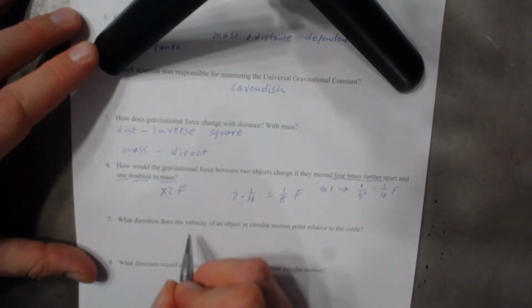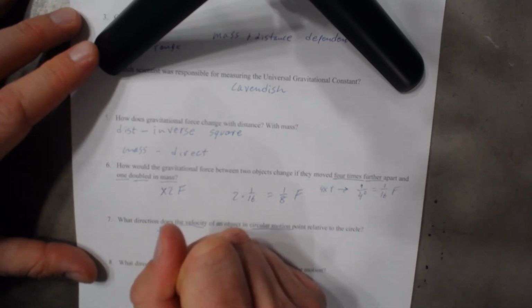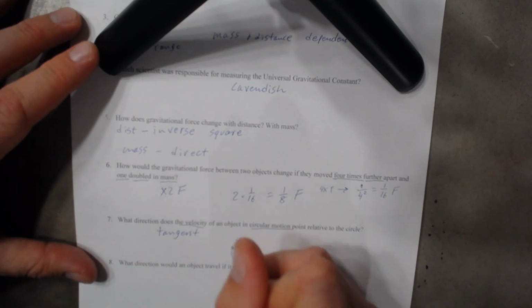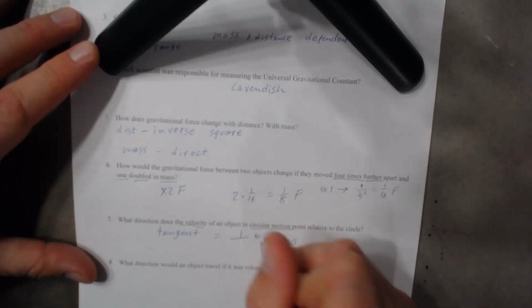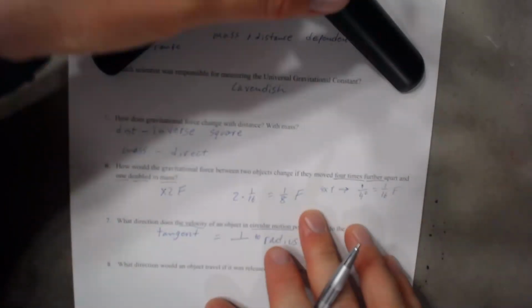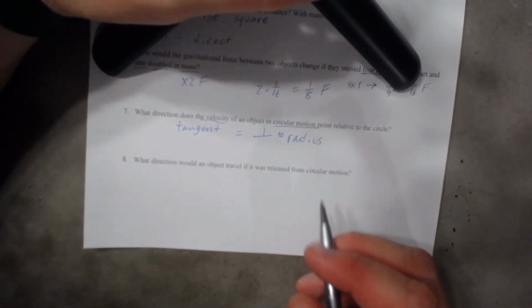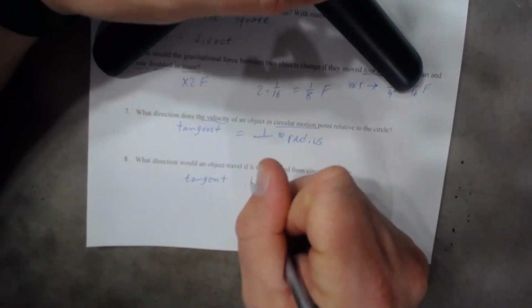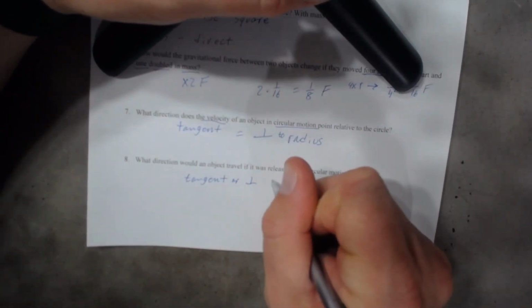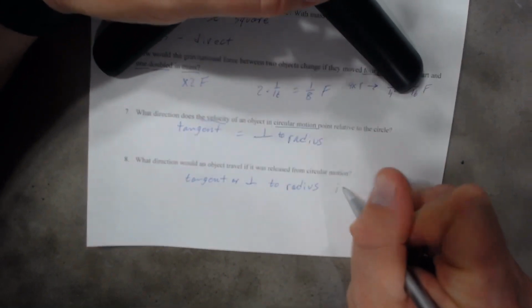All right, direction of velocity in circular motion. It's tangent to the circle, which means that it's perpendicular to the radius. Okay, in what direction will an object go if it's released from circular motion? Same thing. Tangent or perpendicular to the radius in a straight line.